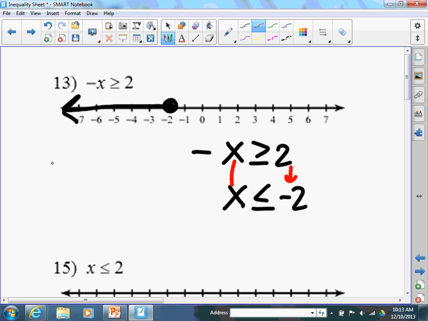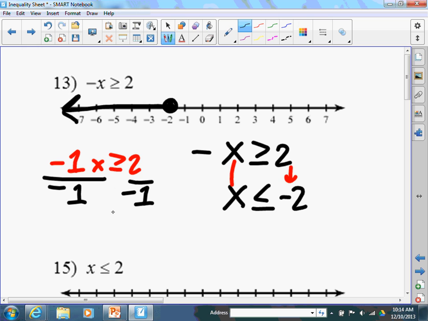Just the same as saying -1x is greater than or equal to 2. Well, this is multiplication, so we're going to divide by -1, divide by -1, and when we divide by a negative, the sign flips. And that gives us positive x, -2. That's how that works. Okay?